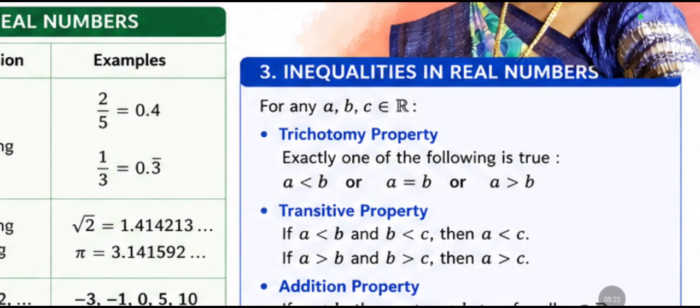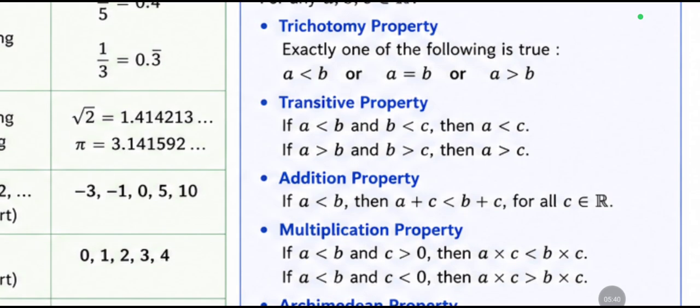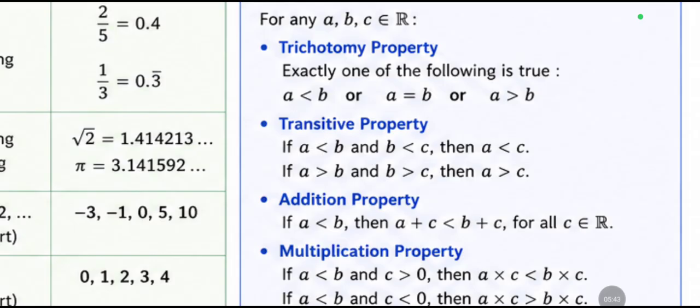Okay. Now we are going to discuss the inequalities in real numbers. For any a, b, c belongs to R, trichotomy property: exactly one of the following must be true. That means if a, b belong to R, then a is less than b, or a equals b, or a is greater than b. These three properties must be insisted on in the real number system.